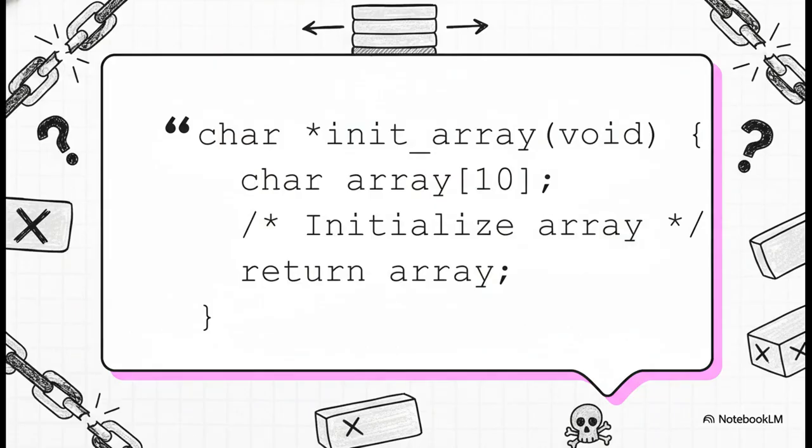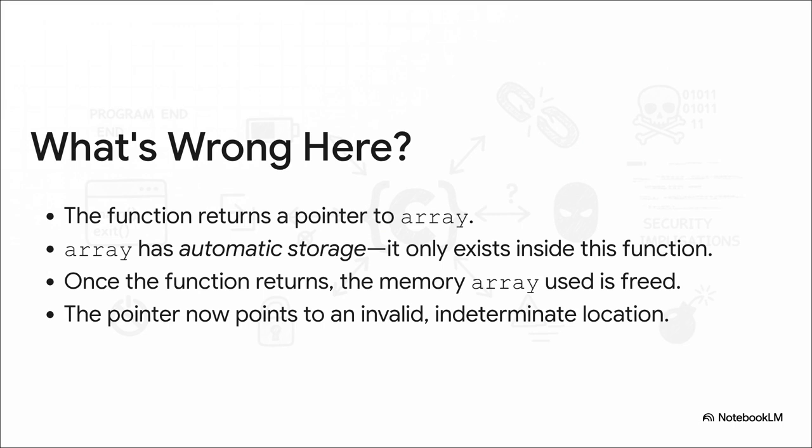Okay, take a look at this non-compliant code from the standard. The function initArray creates a local character array, maybe initializes it, and then it returns a pointer to that array. Seems simple enough, but can you spot the critical flaw? Here's the huge problem. That little array has what's called automatic storage. That's just a fancy way of saying it's temporary. It only exists for the lifetime of the function it's inside. The second that initArray function executes its return statement, poof, the memory space for array is wiped clean, it's gone.